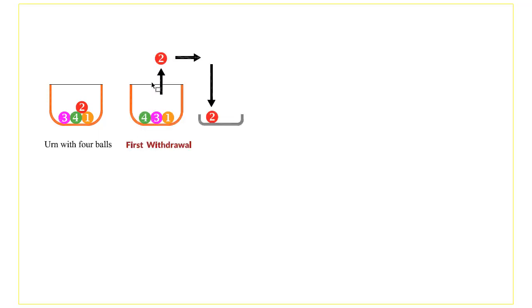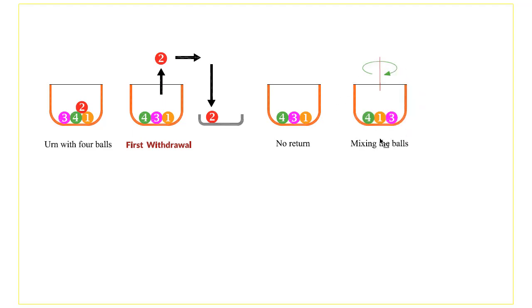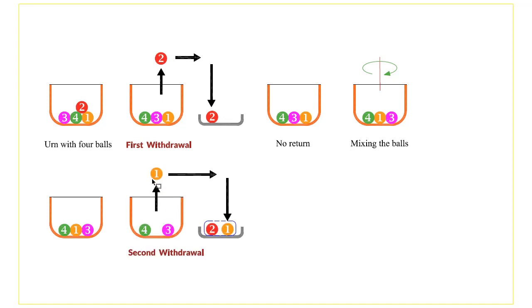Let's say we have withdrawn ball number 2, we place it outside, and now the urn has 3 balls only. We mix these balls before the second withdrawal to make sure that the withdrawal event is a random one. And we start again. Second withdrawal, we are withdrawing ball number 1 for example, we are placing it outside, and now we get the sequence 2, 1.